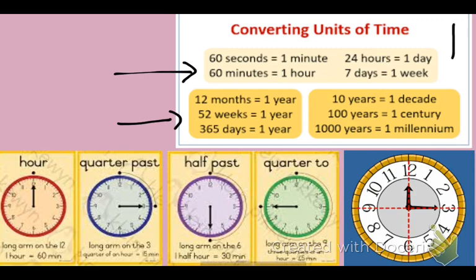Now, even larger pieces of time are in this other yellow box. 10 years is a decade, 100 years is a century, and 1,000 years, that's a millennium. So we're going to primarily be converting today minutes, seconds, and hours. That's what we're going to be primarily focusing on, of how we change minutes to hours, seconds to minutes.